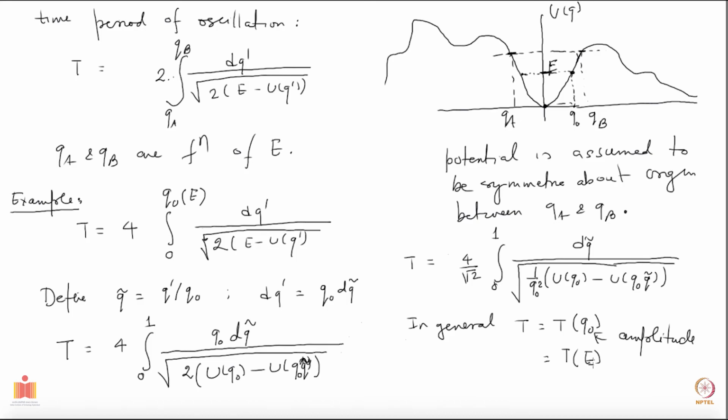Okay, now let's ask whether it is possible to choose the potential energy to be such that T does not depend on q naught. Okay, and it's clear what we should do. If this entire thing is not a function of q naught, then the denominator should not be a function of q naught. So what we are asking is, if we look at U of q0 minus U of q0 q tilde, okay, 1 over q0 square, that's what you had in the denominator. If this thing, which is a function of q and q0, let's call it f, if this were not dependent on q naught, then the time period will be independent of q naught.